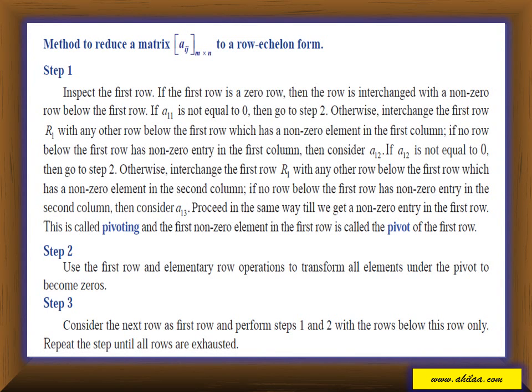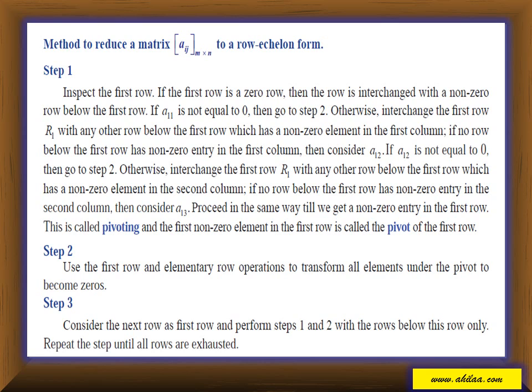Method to reduce an m by n matrix to a row-echelon form. Step 1. Inspect the first row. If the first row is a zero row, then the row is interchanged with a non-zero row below the first row. So we should keep the first row as non-zero. Suppose the first row is 0, then we can interchange with the last row. Because our aim is to make the bottom rows zero.